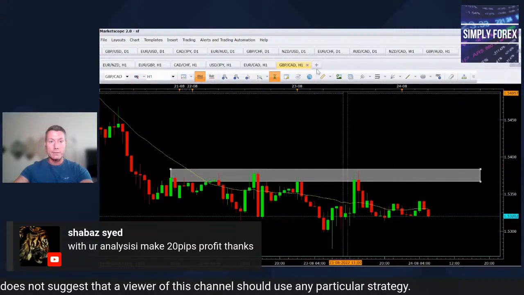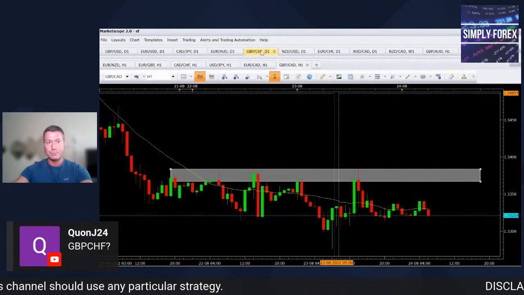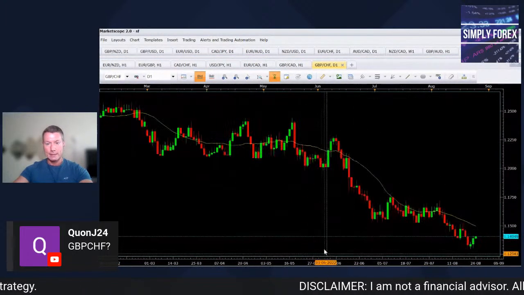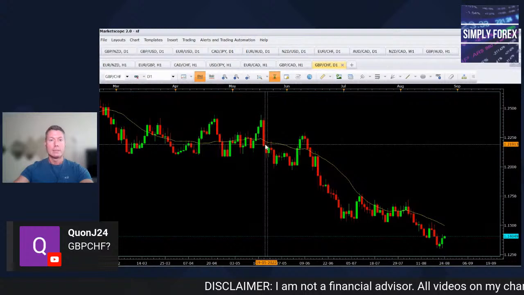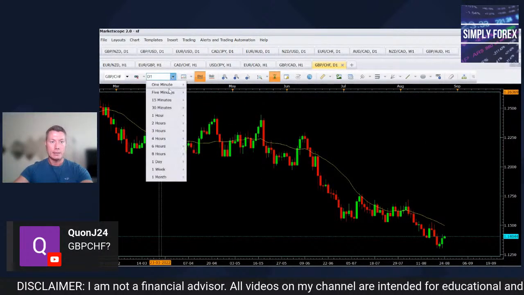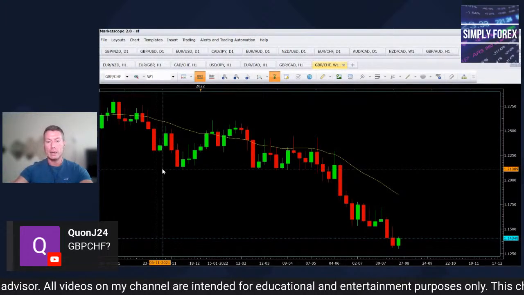Okay, pound against the Swiss franc. Let's look at this. Don't create chart, we already have it. So my view on the pound Swiss franc. Okay, so my trading, guys, I do a top-down approach. Let's start with the weekly chart. That's the top, and then we go all the way down to the H1.